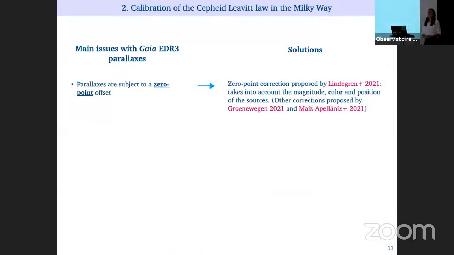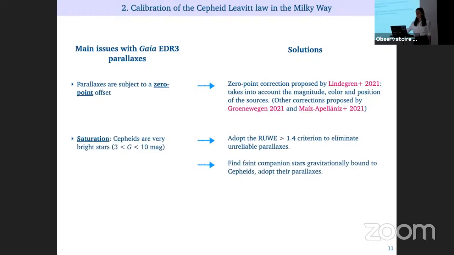Before applying Gaia parallaxes to calibrate the Cepheid distance scale, a few issues have been raised with Gaia data. First, the parallaxes are subject to a zero-point offset. There was a correction proposed by Lindegren, and it takes into account the magnitude, the color, and the position on the sky. And other corrections were also published a few months ago. And it's really interesting because now we can compare all of them to check their consistency.